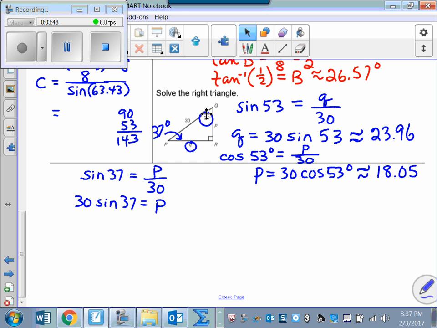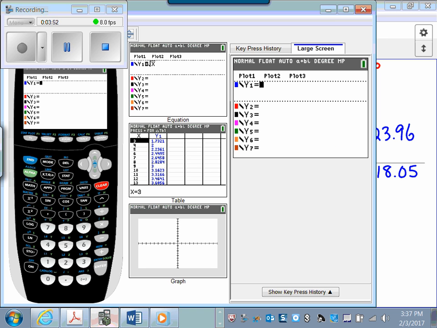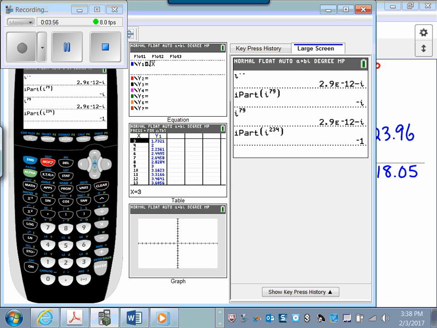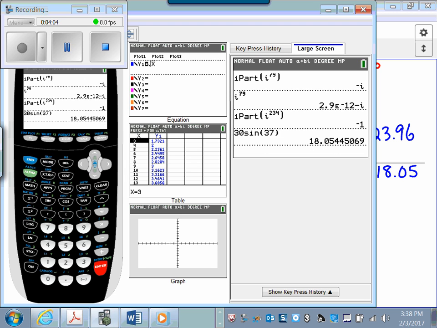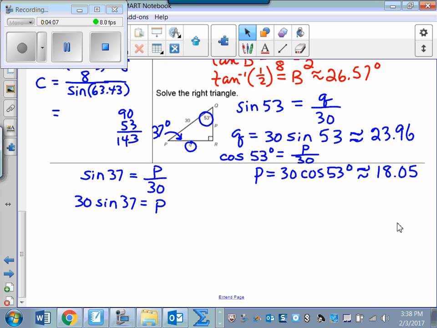Let's just do it. 30 sine of 37. And I get 18.05, and that is what I got just above when I used the angle 53 degrees. So I could use either angle that I want. I just have to make sure I have my trig ratios correct.